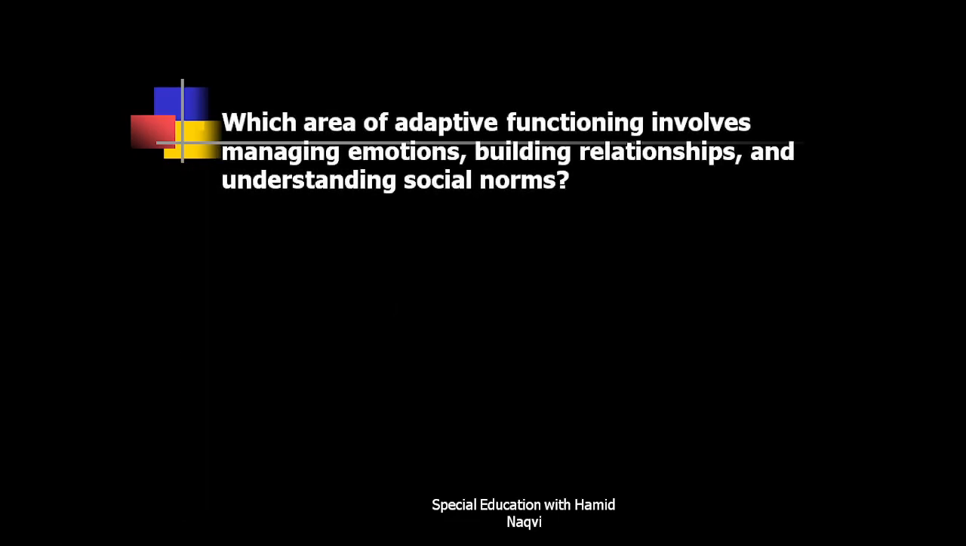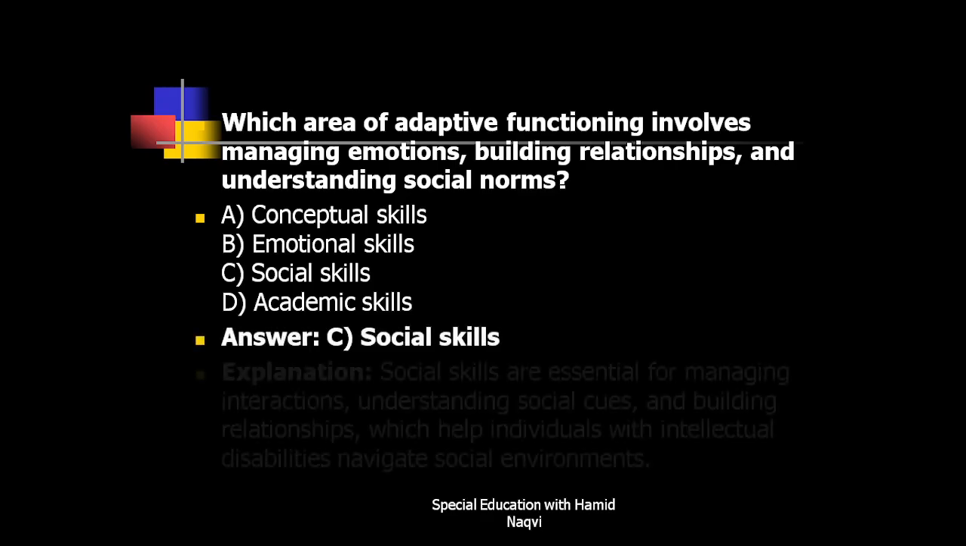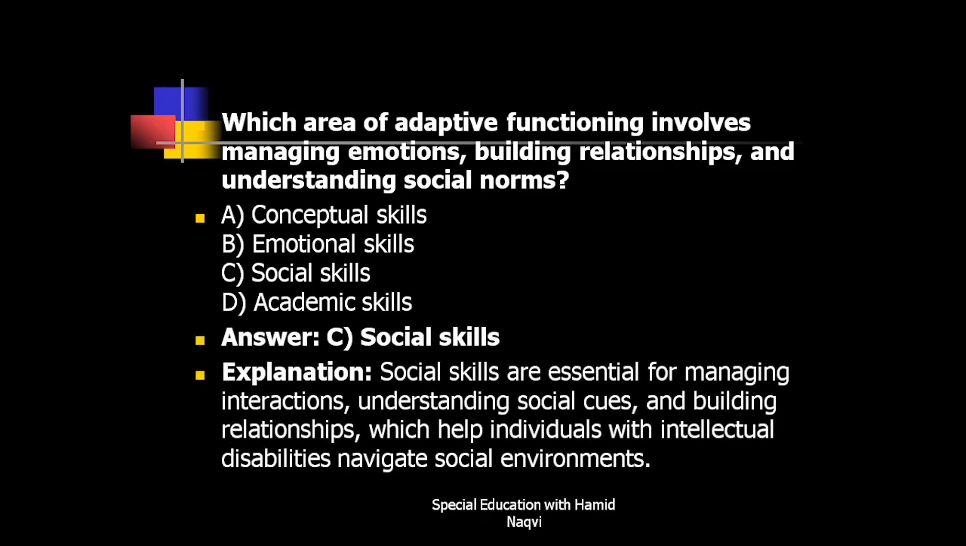Next is: which area of adaptive functioning involves managing emotions, building relationships, and understanding social norms? Conceptual skills, emotional skills, social skills, or academic skills? The answer is social skills. We know that social skills are essential for managing interactions, understanding social cues, and building relationships, which help individuals with intellectual disabilities navigate social environments.